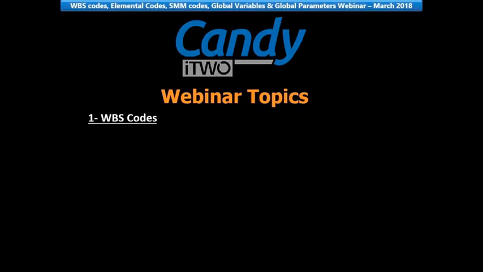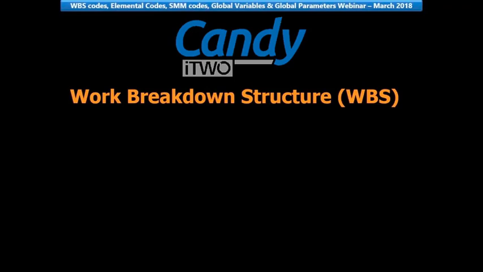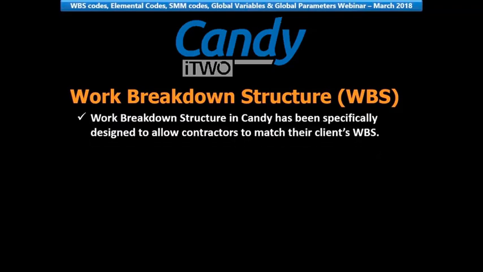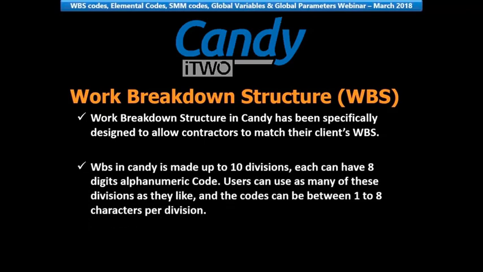Let's get started with our first topic. Work breakdown structure. Work breakdown structure in Candy has been specifically designed to allow contractors to match their client WBS. WBS in Candy is made up of 10 divisions. Each can have 8 digits alphanumeric. Users can use any of these divisions as they like, and the codes can be between 1 to 8 characters per division. Let us see how this operates in Candy.